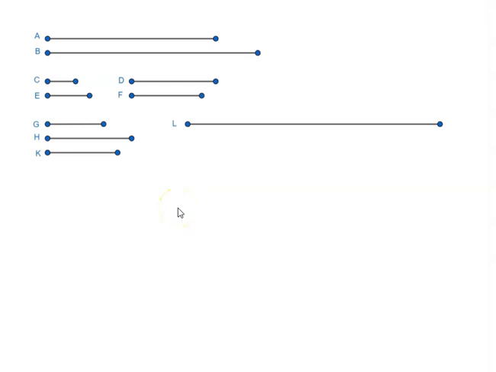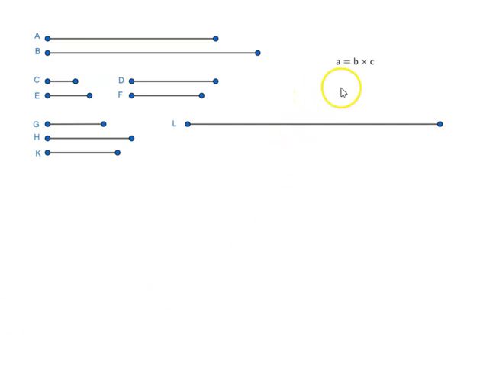Let us look at proposition number 5 of book 8 of Euclid's Elements. The proposition says plane numbers have to one another the ratio compounded of the ratios of their sides. So here, what are plane numbers?